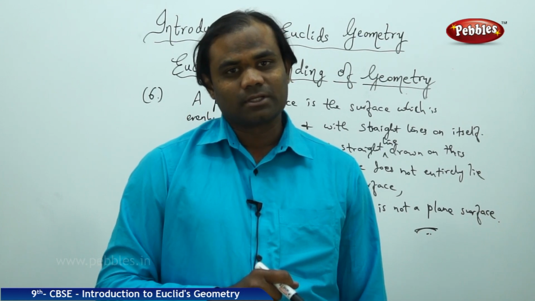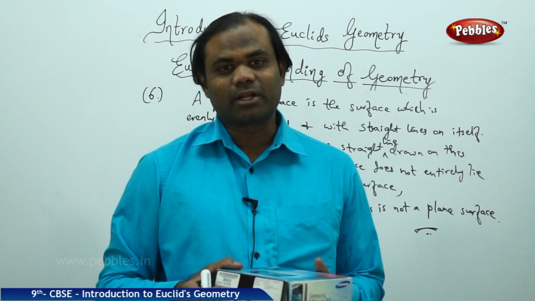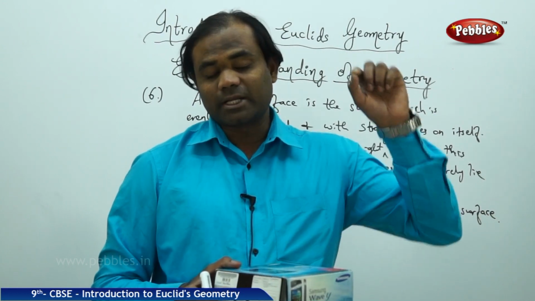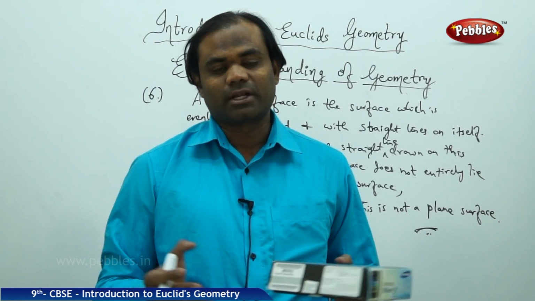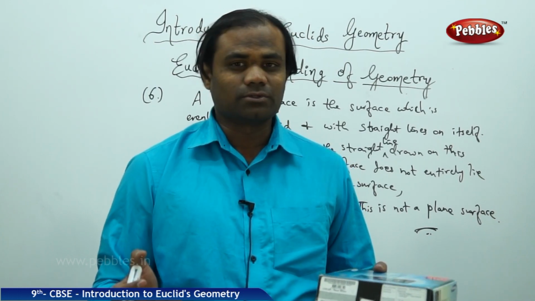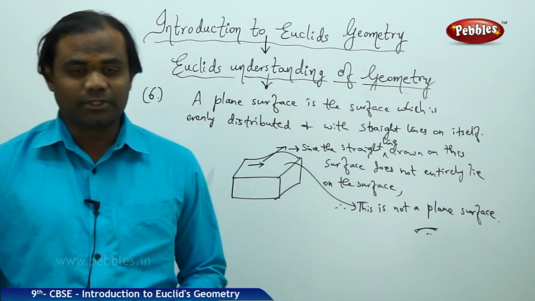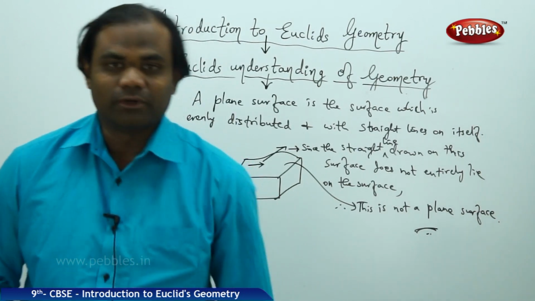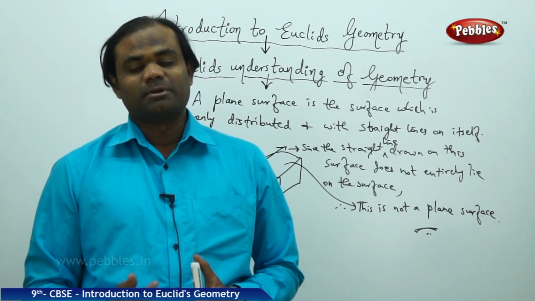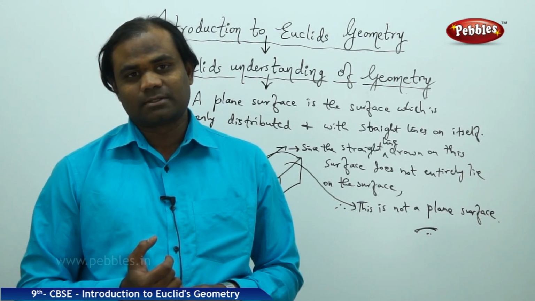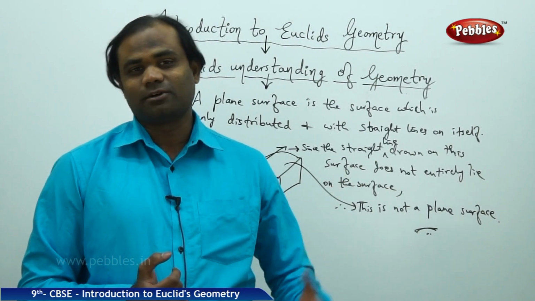A plane surface is a surface which is flat, and mathematically any straight line lying on the surface must entirely lie on itself. That is how we understand the plane surface according to Euclid's geometry. So these are the different properties through which Euclid has come out with his investigations and his research, which has been reflected in the book of Elements. Euclid and his geometry contributed to the branch of mathematics.